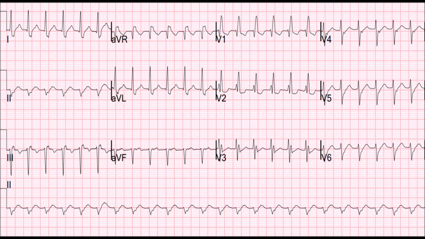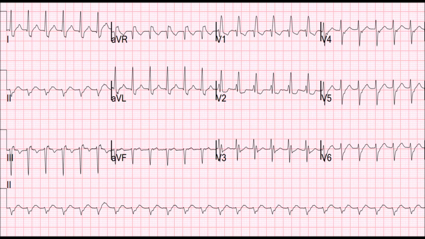Okay? Now it's going to come back here, but the heart is polarized the same way, whether it's in orthodromic tachycardia or in sinus rhythm. When it comes back here and then enters here, it still goes through the His-Purkinje fiber.